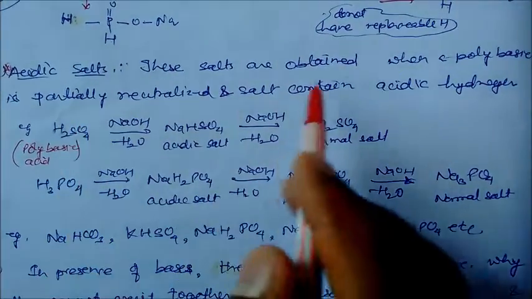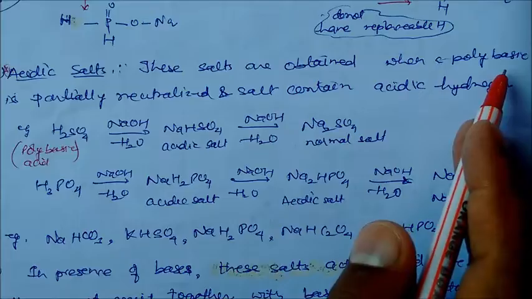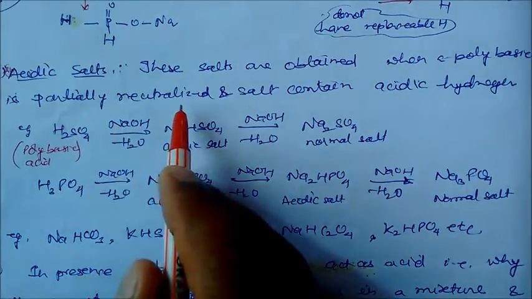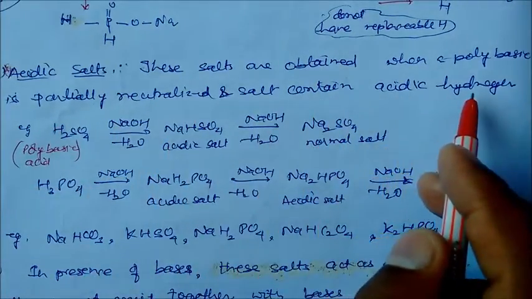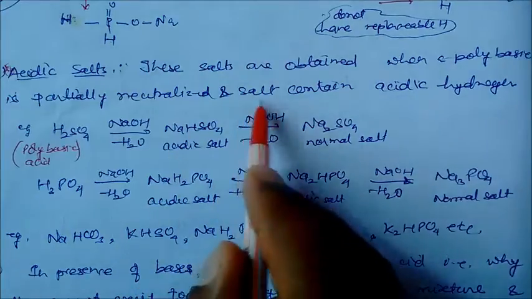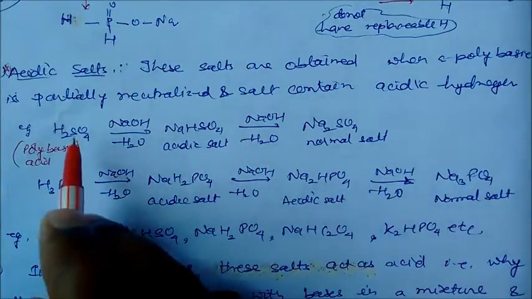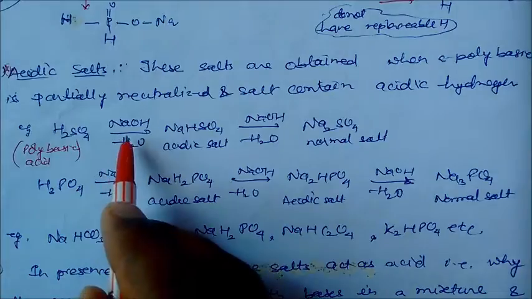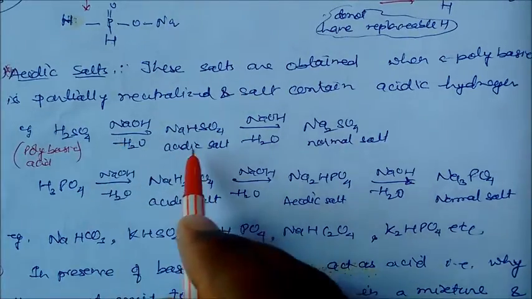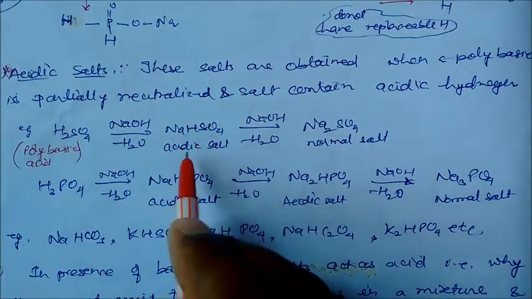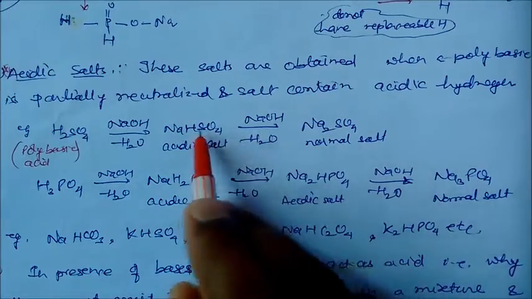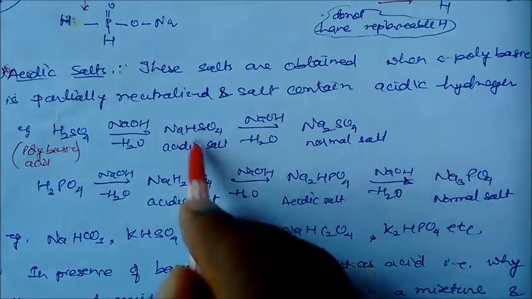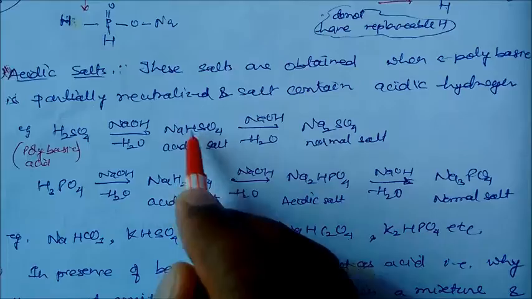Acidic salts. These salts are obtained when a polybasic acid is partially neutralized, and the salt contains acidic hydrogen. So the salt must contain acidic hydrogen. H2SO4 is a polybasic acid. When it reacts with a strong base, it becomes acidic. One hydrogen is lost, sodium bisulfate. So this is an acidic salt. If another hydrogen is also lost, then it becomes a normal salt.